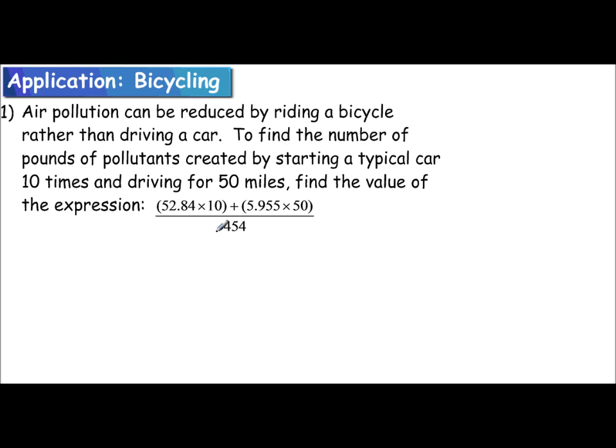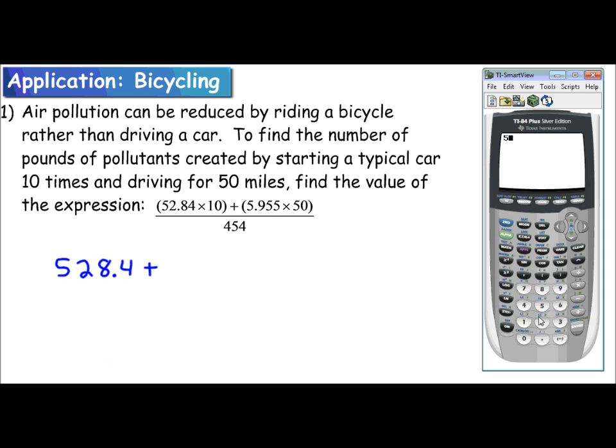And so I look inside the parentheses, 52.84 times 10. So when I'm multiplying by 10, all I do is move the decimal place over 1 point to the right. So 52.84 times 10 is 528.4. Now I'm going to use my reliable calculator to do 5.955 times 50. And I get 297.75.